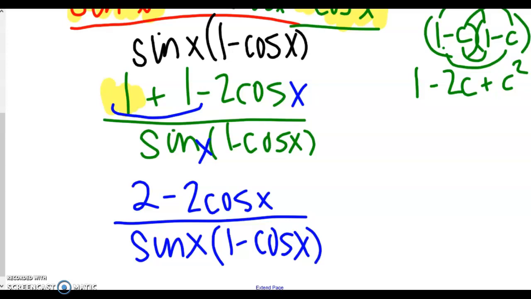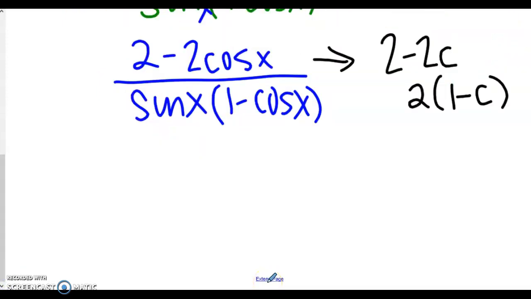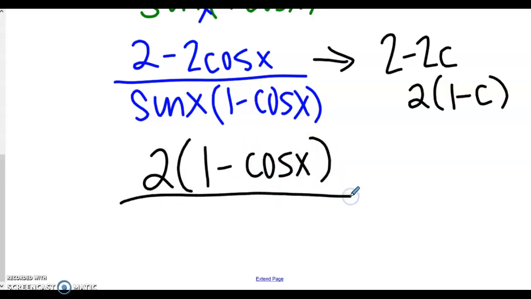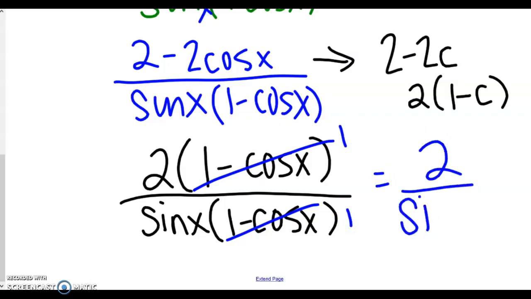So watch this. On the top, I'm going to go back into algebra for a second. 2 minus 2c. You can factor out the 2. That's the same as having 2 times 1 minus c. All right, so I keep going. I can take the 2 out, 1 minus cosine x, all over sine x times 1 minus cosine x. Look, they cancel. So that goes to 1. So I've got 2 over sine x.